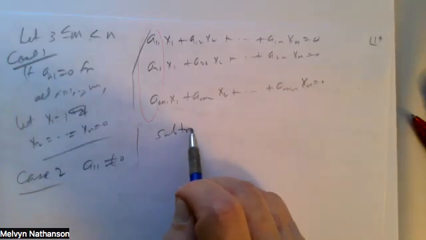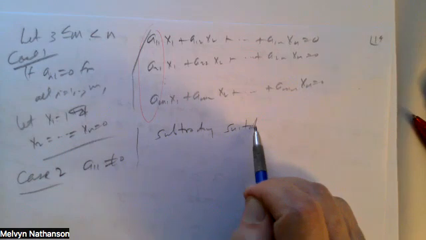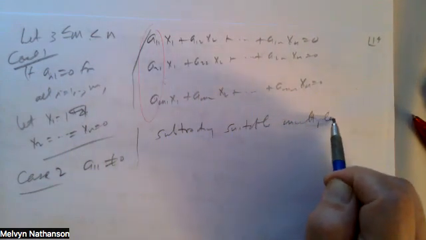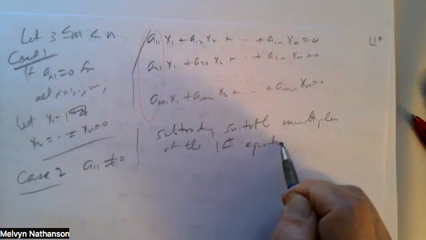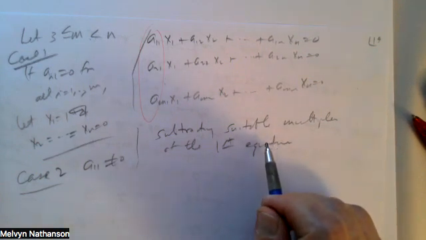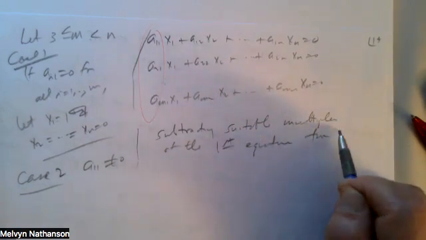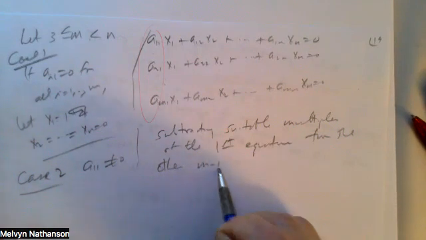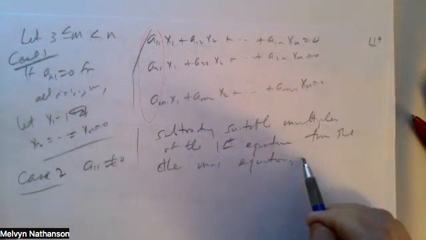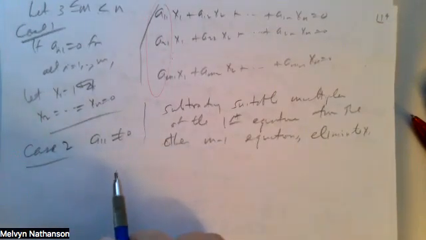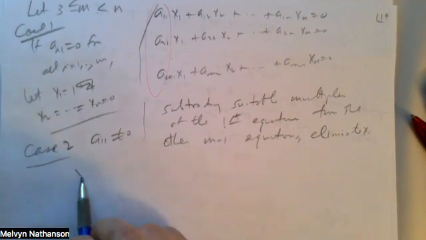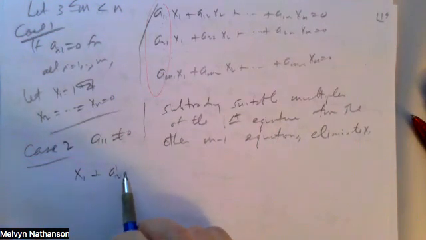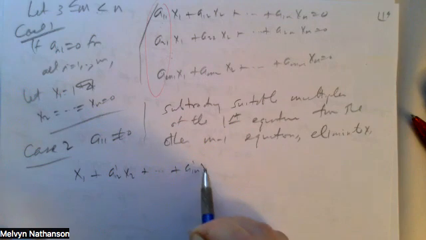And then by subtracting suitable multiples of the first equation from the other m-1 equations, we can eliminate x1. We can also divide by a11 to make it 1. So we get a system of equations equivalent to the original system. It looks like x1 plus a12 prime x2 up to a1n prime xn equals 0.